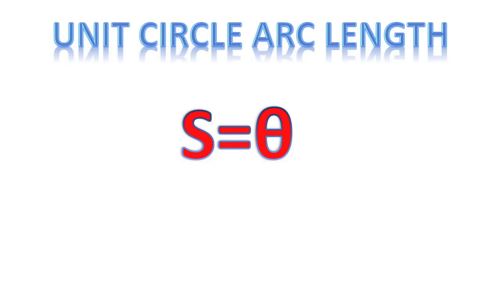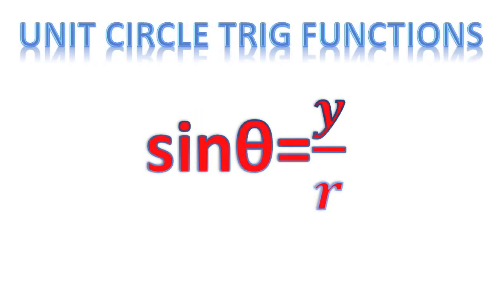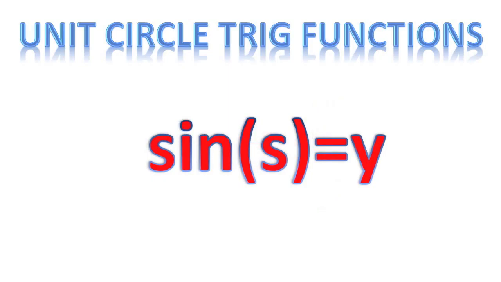I'm going to apply this idea that r equals 1 to something else, the trig functions. So looking at sine, we used to say that sine theta equals y over r, and that's still true, but for the unit circle we know that theta equals s and r is 1. So we can change that to sine s equals y, where the input s and the output y, the domain and the range, are both real numbers. Neither one of them is an angle.